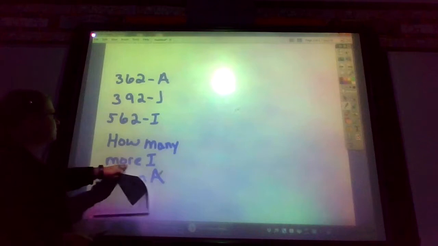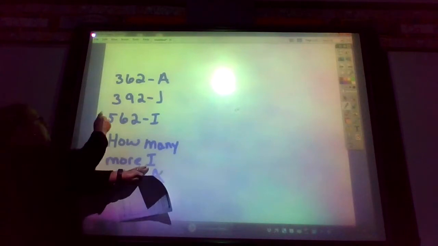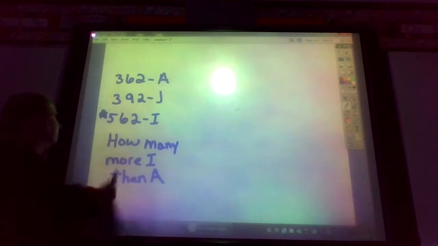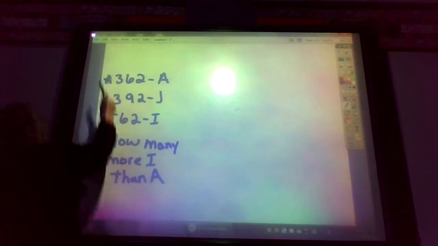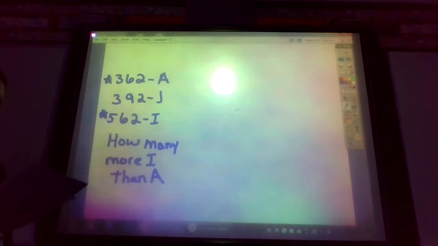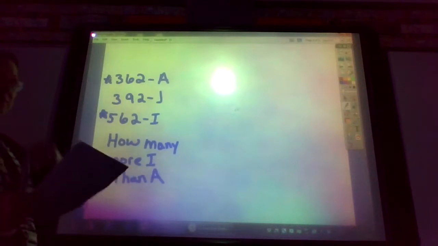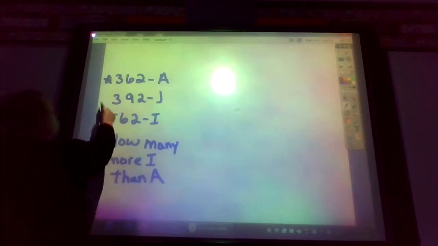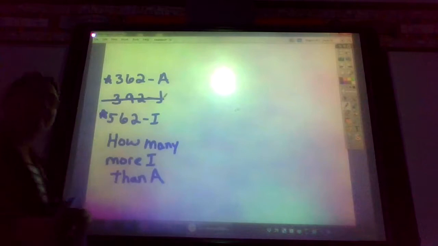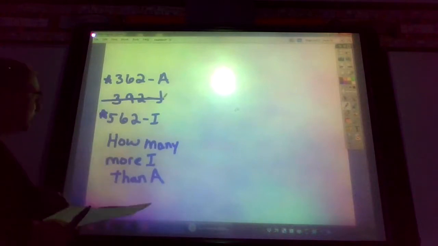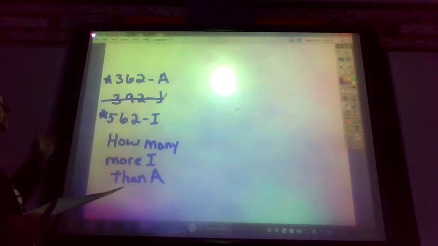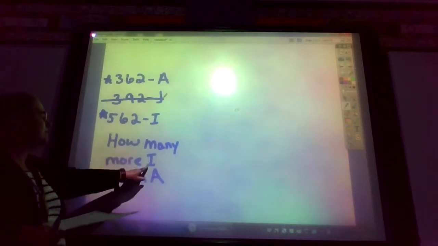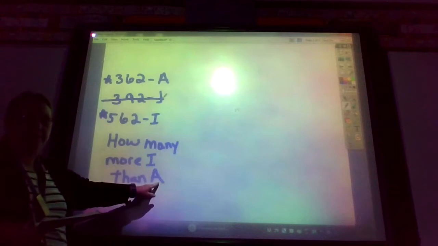Well, I know they're talking about Isaiah, so I'm going to put a little star next to that. And they're talking about Adrian. I'm going to put a star next to that. They're not saying anything about Jade, not in the one that we're doing. Jade's used in the extension, so I'm just going to cross Jade out. Because they didn't ask me, well, how many more did Isaiah have than Jade? Or how many more did Adrian have than Jade? They're asking me, how many more cans did Isaiah have than Adrian?